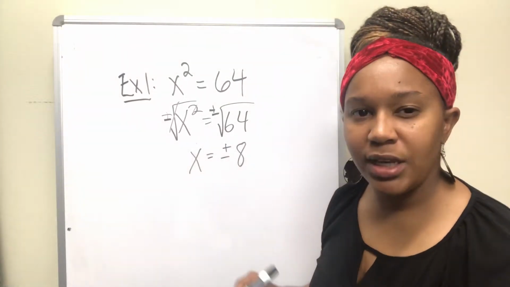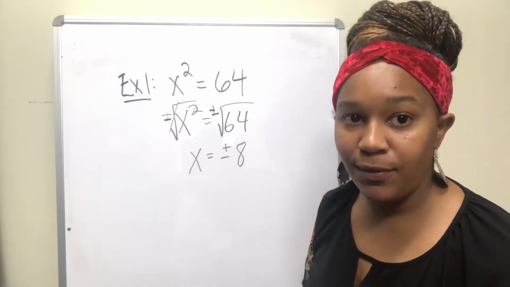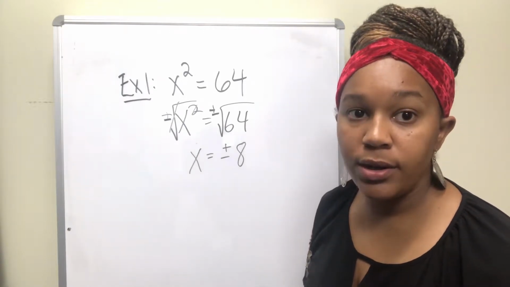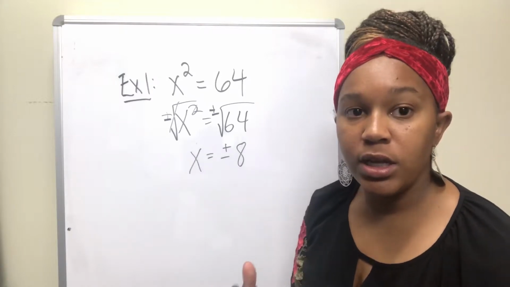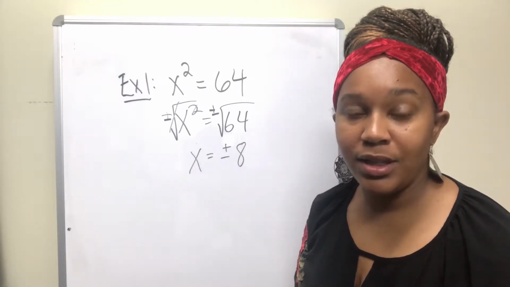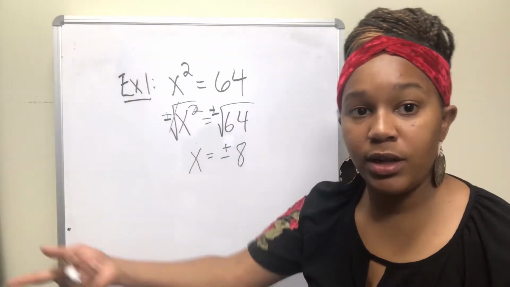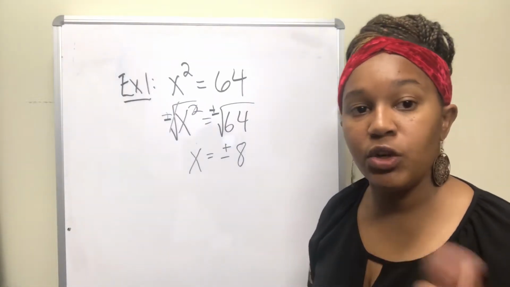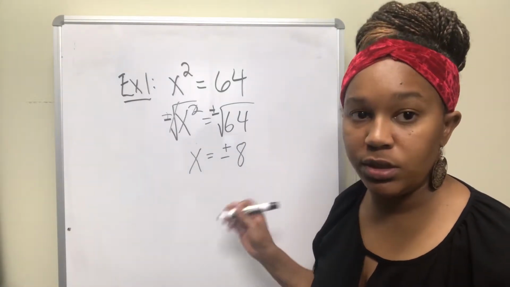And why do you have to take the plus or minus? Because think about this. 8 times 8 is 64, but also negative 8 times negative 8 is also positive 64. So because you can take a negative number and square it and get that same positive answer, and that same positive number and square it and get a positive answer, then you have to consider both the plus and minus, or positive and negative, solution when you take the square root.